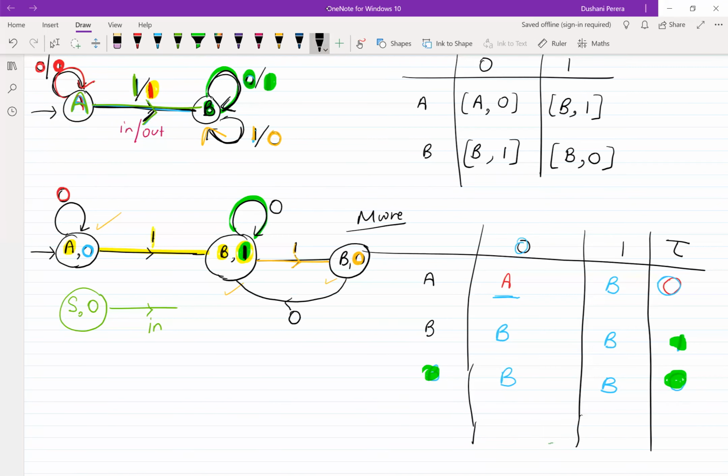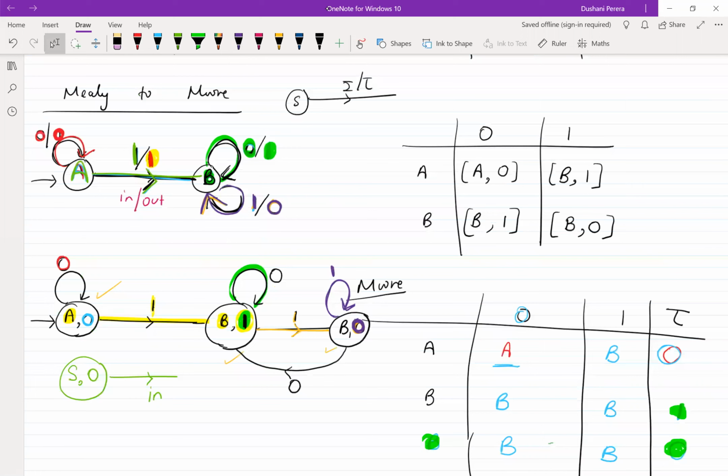Then, when you're at B0, if you get 1 as the input, what do you do? You go back to B. And what do you print? 0. So 0 is associated over here. So you come back to itself upon seeing a 1 and you print a 0. Got it? So this is the Moore machine that will work according to how this Mealy machine works. This is the Mealy and that is the Moore.